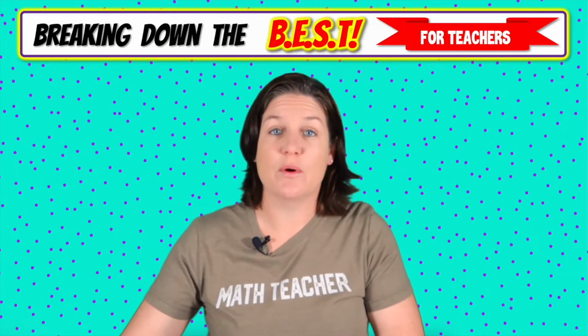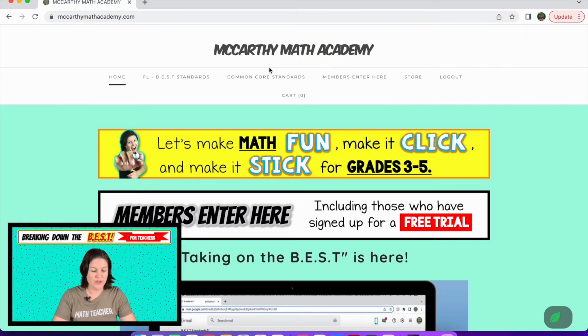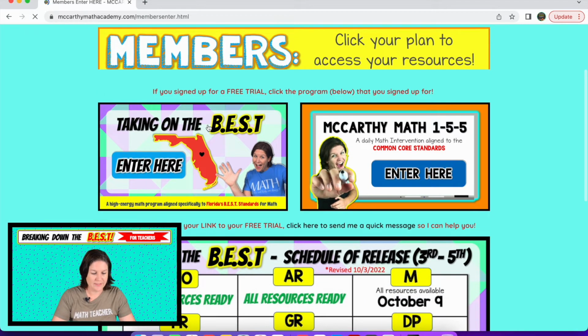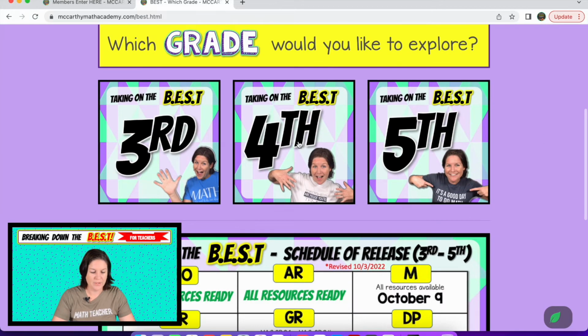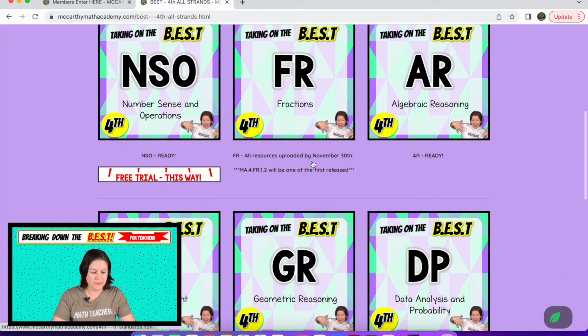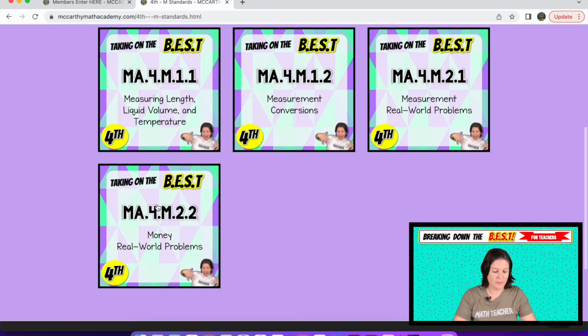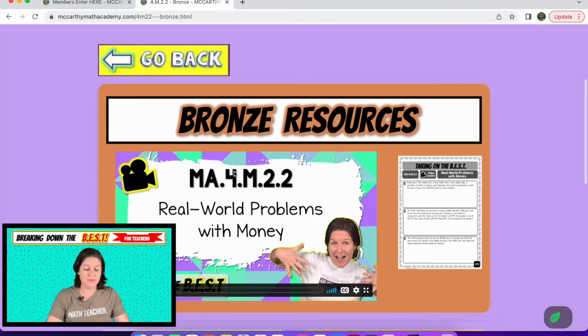Let's go ahead and see what resources you have that are strategically aligned to this standard. So here we are at the website. You're just going to click Members Enter here and click Taking on the B.E.S.T. Make sure that you're logged in. Go to 4th grade. Scroll down to the M strand. And then we want MA.4.M.2.2, Money Real World Problems. That's funny, huh? So the first resource that opens up the first page are where your bronze resources are located.